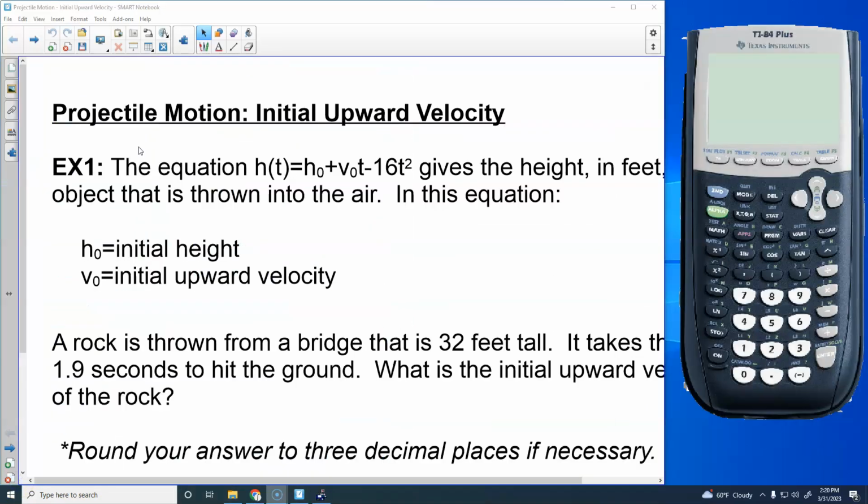Height. We know if we're looking for maximum height, we're just going to look at that highest point. We've done hit the ground. Yes, we are. Thank you.